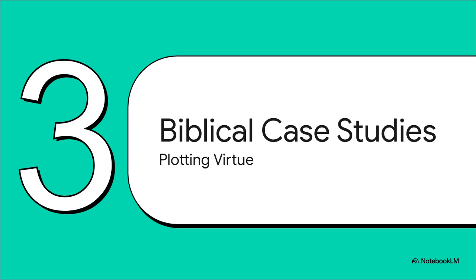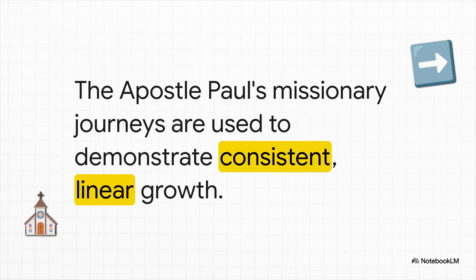So with that framework in place, the lesson then applies this whole idea to 3 biblical case studies. It literally tries to plot things like faith, loyalty, and courage on a graph, just like you would with any other set of data. First up, we've got the Apostle Paul. His story is used to show the concept of consistent, steady growth, what mathematicians call a linear relationship. The whole idea here is that a steady, repeated action can produce a predictable, steady outcome.